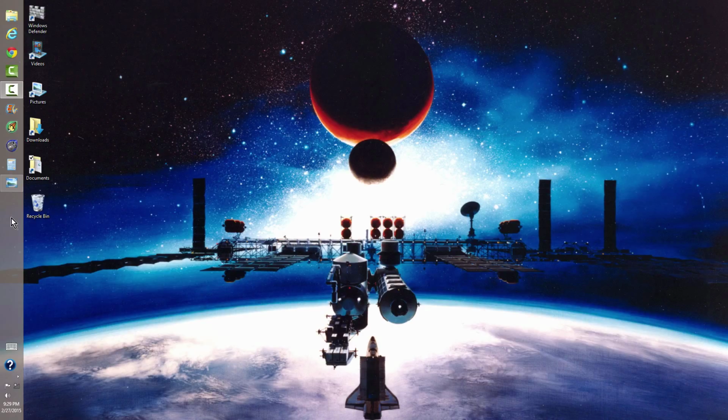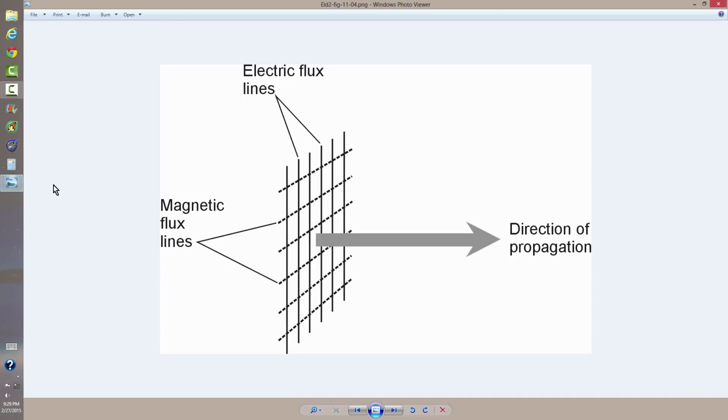What I'd like to explain here is the geometry of an electromagnetic field, the way that the electric, magnetic, and direction of propagation all relate to one another. Electric flux lines are the solid lines here, which appear to be running vertically. The magnetic flux lines are the dashed lines here, which run perpendicular to the electric flux lines. They don't look that way here only because it's a perspective drawing.